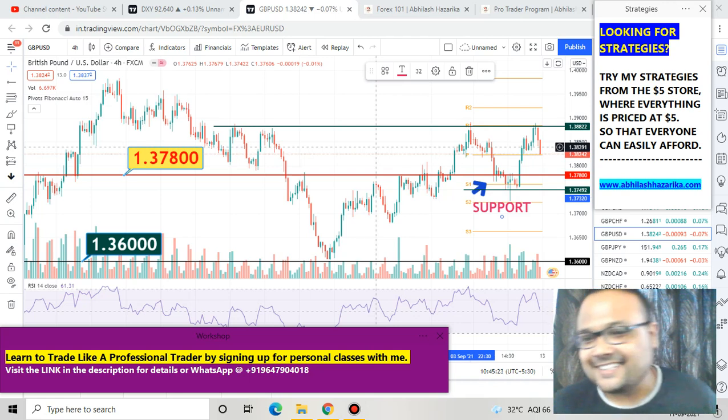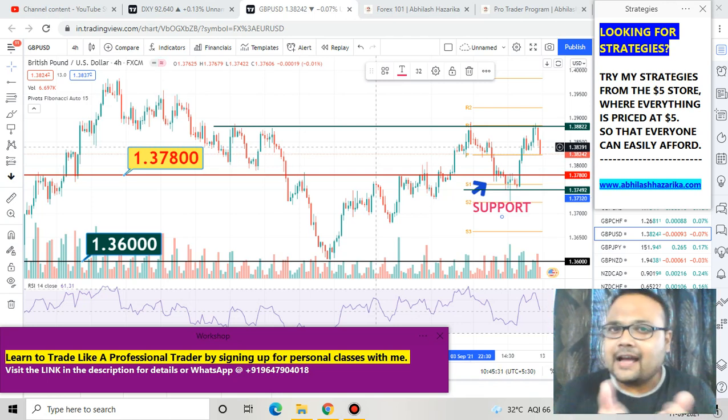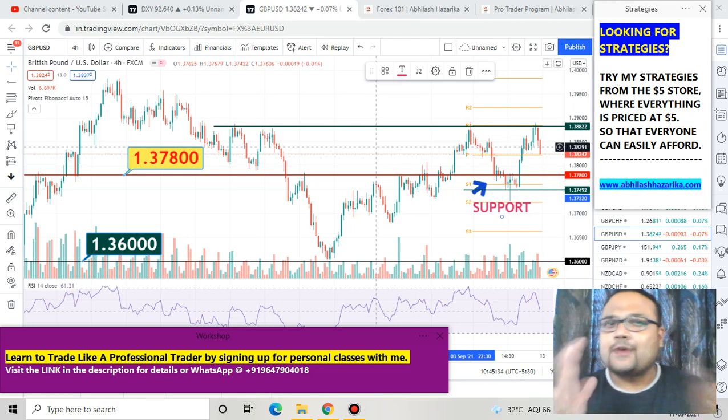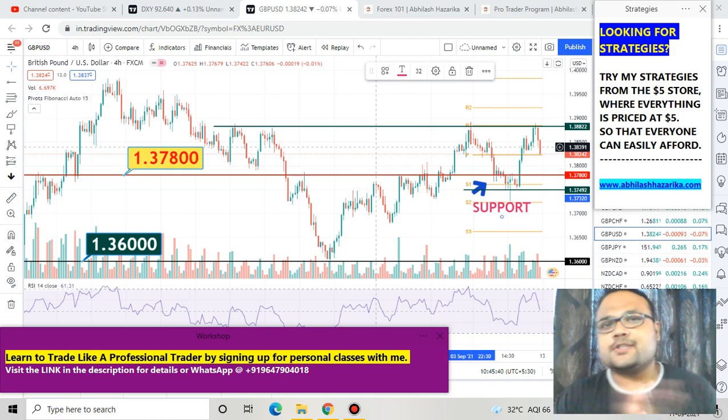So let's get started. This is the 4 hour chart of GBP USD in front of us right now, and as you can see, I have added many lines here. I have removed the old ones. Let's try to understand what is going on in the chart of GBP USD first. Let's do the complete analysis, then we'll be jumping to the strategy part.